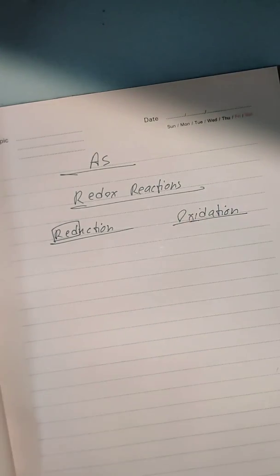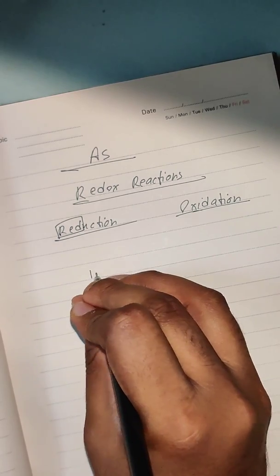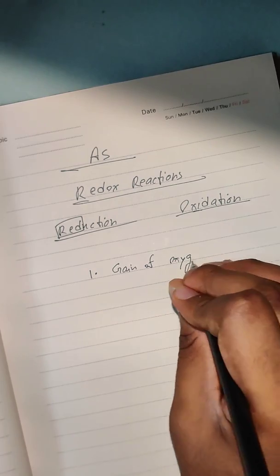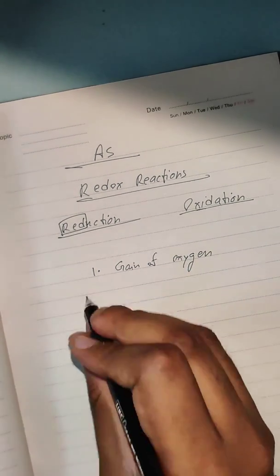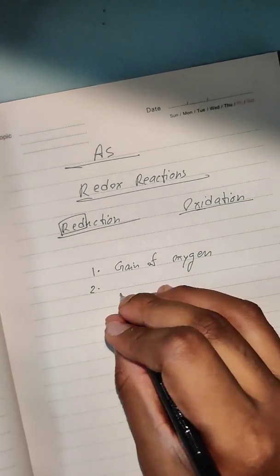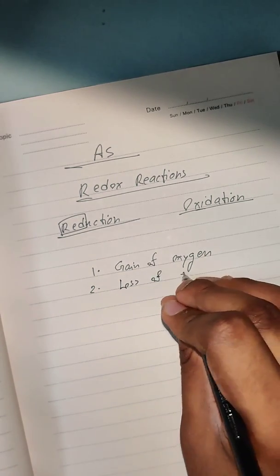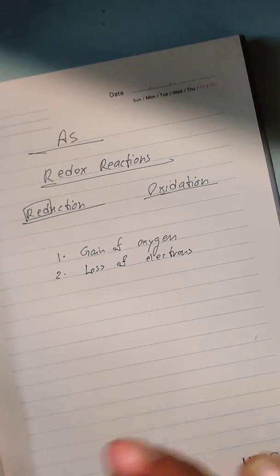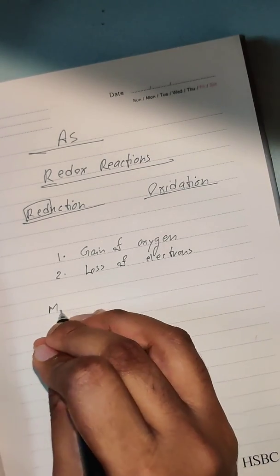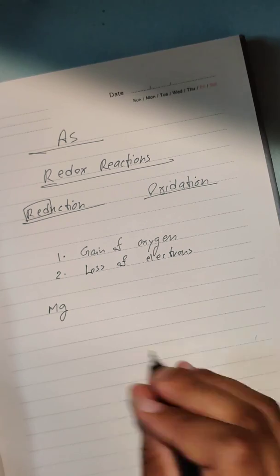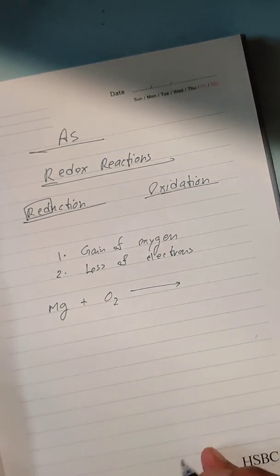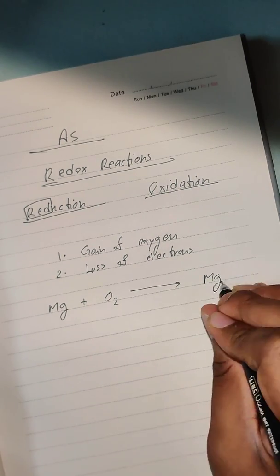Let's look at oxidation first. Oxidation is defined as two things. First of all, as a gain of oxygen, right? And secondly, as a loss of electrons. Giving you a simple example, imagine we have magnesium. If we react magnesium with oxygen, that forms magnesium oxide.